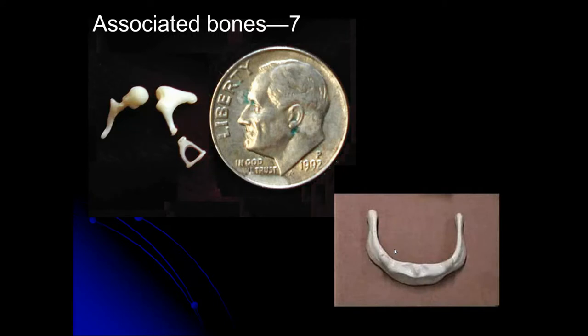Here are those associated bones, and you can see just how small they are. And there's 7 of these. There's 3 tiny little bones in each middle ear, and then there's also a bone which is basically right around the Adam's apple. We'll get to those later.